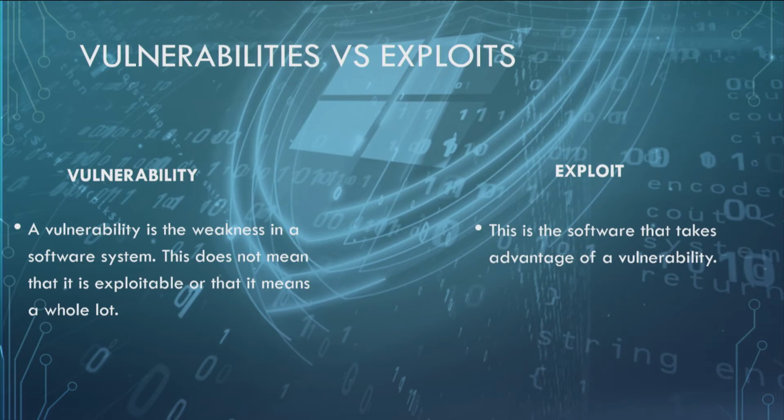So first off, we want to go over vulnerabilities versus exploits. A vulnerability is a weakness in the software system. An exploit is literally just going to take advantage of that weakness. People are going to craft an exploit and make a proof of concept to prove that, hey, this thing's vulnerable and it's actually exploitable. So that's the difference there.